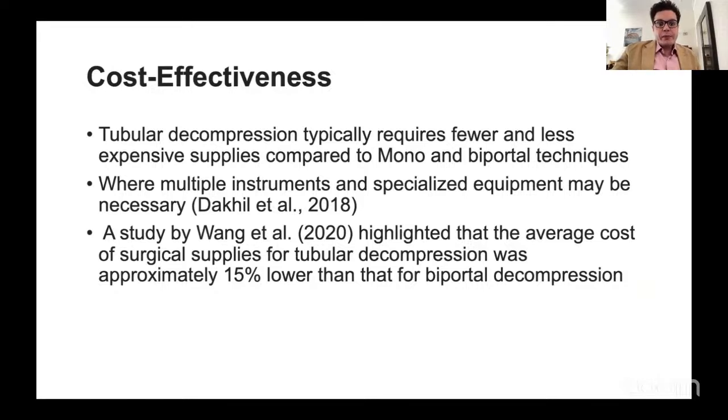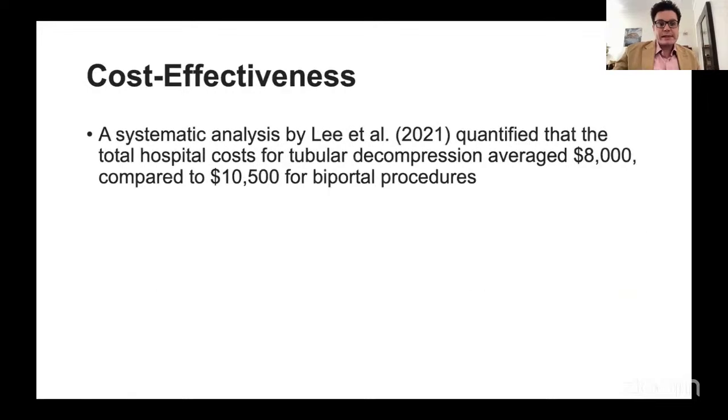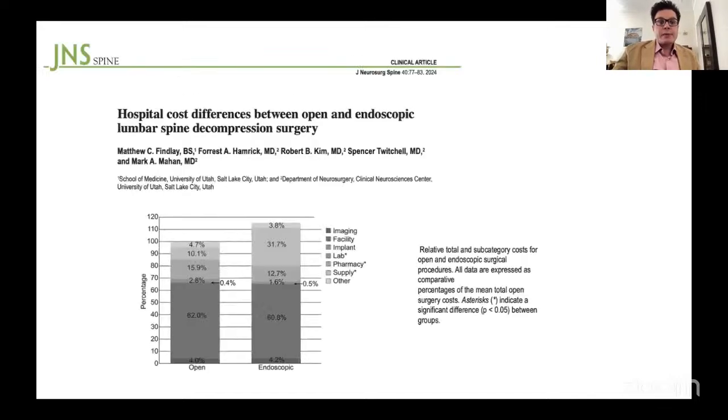A study of Wang et al. demonstrated that the average cost in MIS tubular decompression is 15% lower than that of biportal decompression. Another systematic analysis showed that the cost of tubular decompression averaged $8,000 compared to $10,500 for the biportal procedure. A recent study compared the hospital cost differences between open and endoscopic spine decompression surgery. As we see in the graph, endoscopy has a higher cost compared to open tubular surgery.